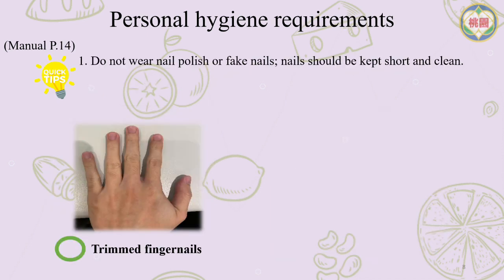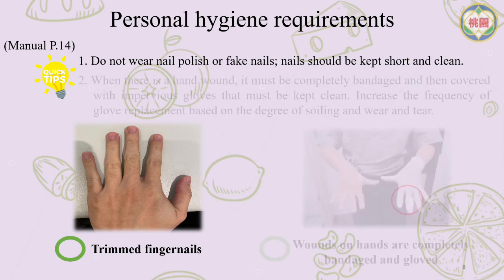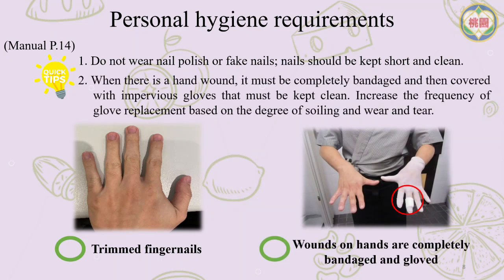In addition, it is also necessary to pay attention to the practitioners during the work processes. Do not wear nail polish or false nails. Nails should be short and kept clean. When there is a hand wound, it must be completely bandaged and then covered with impervious gloves that must be kept clean. Increase the frequency of glove replacements based on the degree of soiling and wear and tear. For more information on personal hygiene requirements, please refer to pages 13 and 14 of the manual.